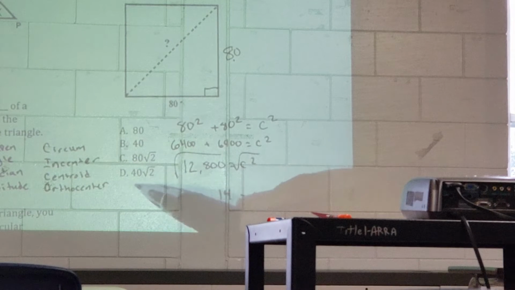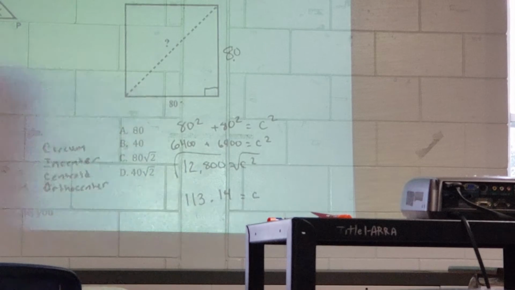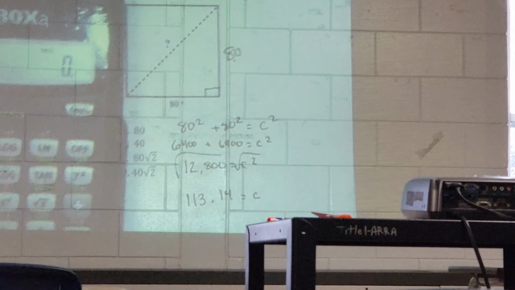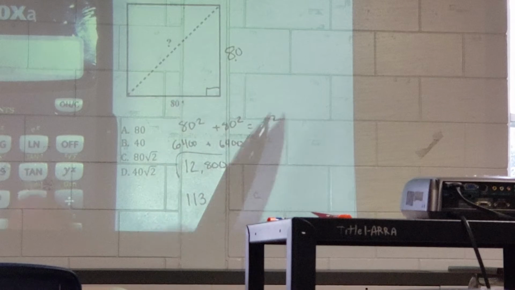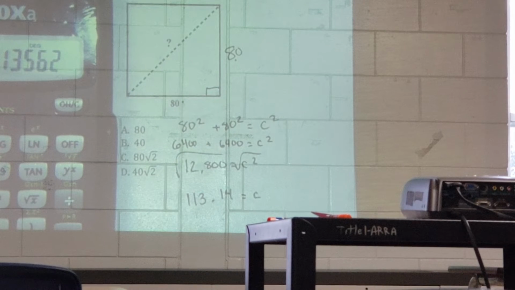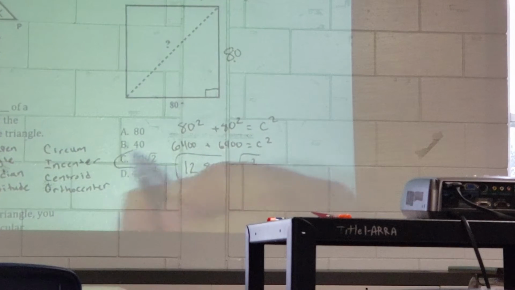It's got to be 80 square roots of 2 or 40 square roots of 2. So let's start by doing this 80 square roots of 2. In my calculator, I'm going to type in square root of 2 first, so I press 2 and then the square root button. So I get 1.414213562. And I'm going to multiply that by 80, the number in front of the square root. And when I do, I get 113.13. So that looks like it's my correct answer.